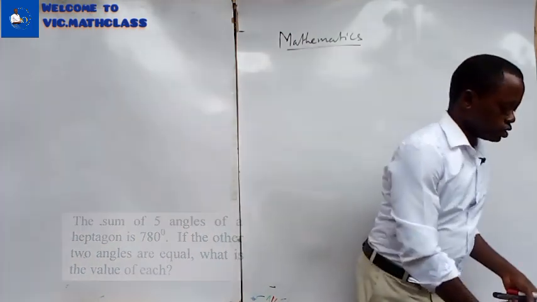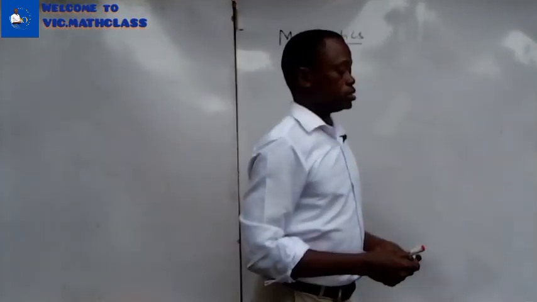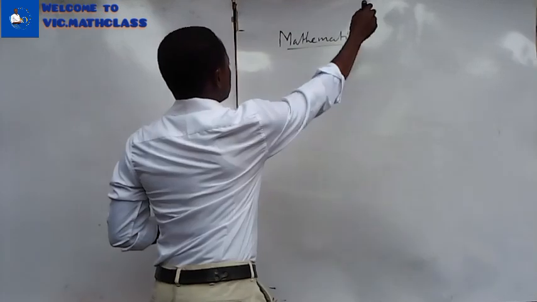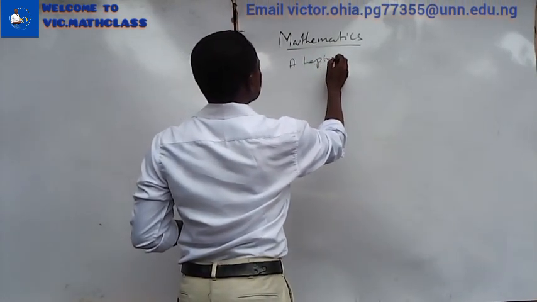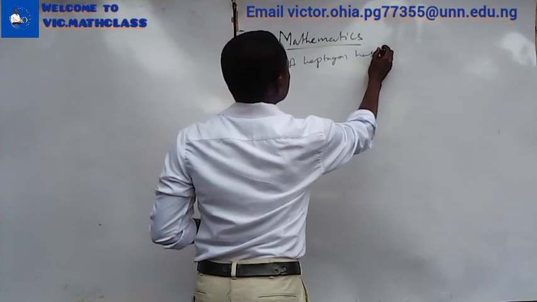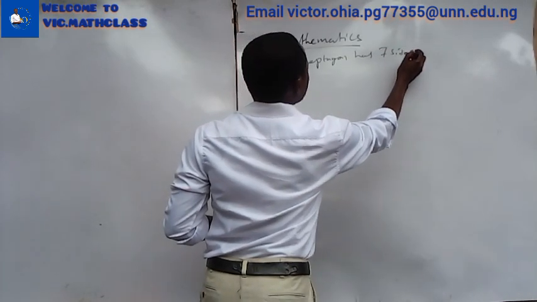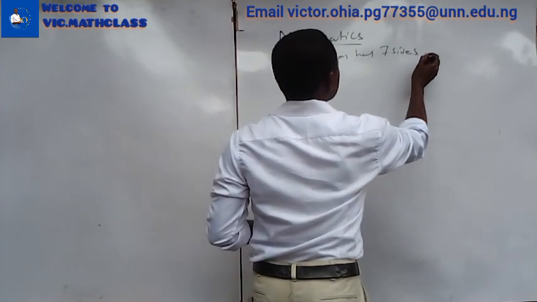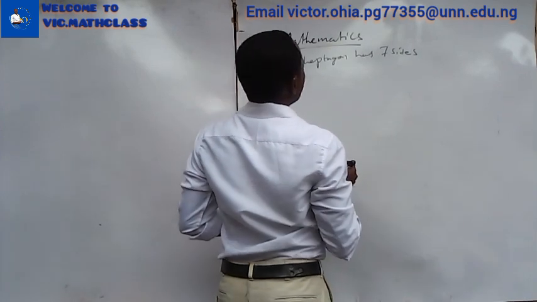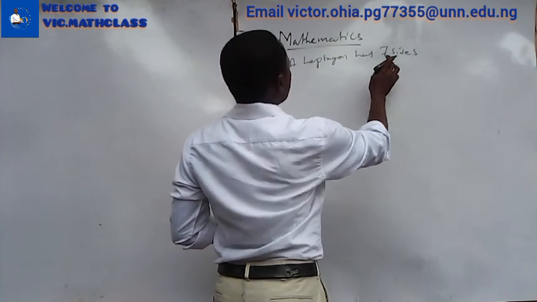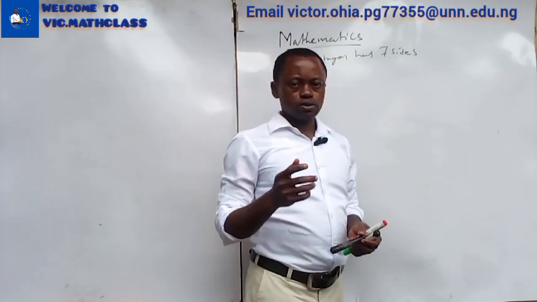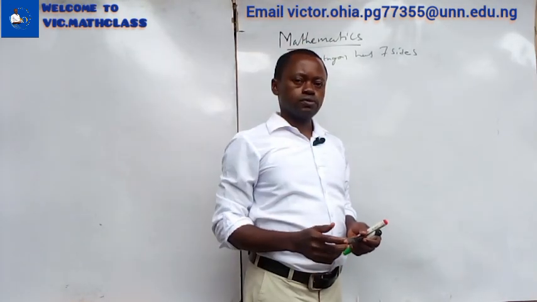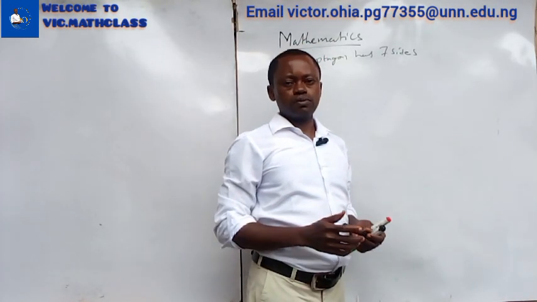So we know that a heptagon has 7 sides. It's a polygon that has 7 sides. And since it has 7 sides, we can use the expression for calculating the sum of interior angles of a regular polygon to obtain the sum of angles in that heptagon.